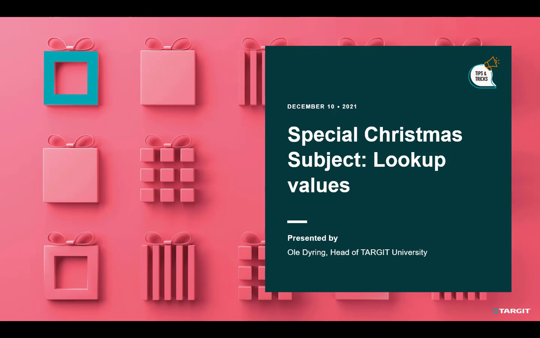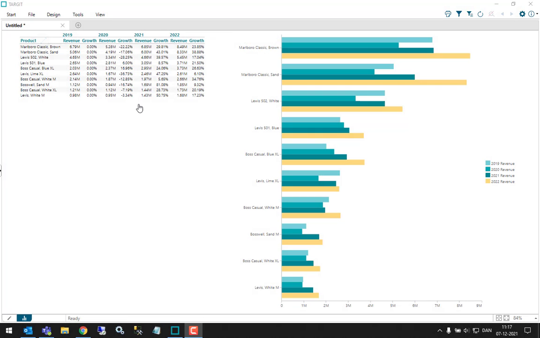Behind door number 10, we will look into lookup values. In this dashboard, I got a cross tab with my top 10 products. Also, we got revenue, and I calculate a growth, a yearly growth, for instance, from 2019 to 2020 here.